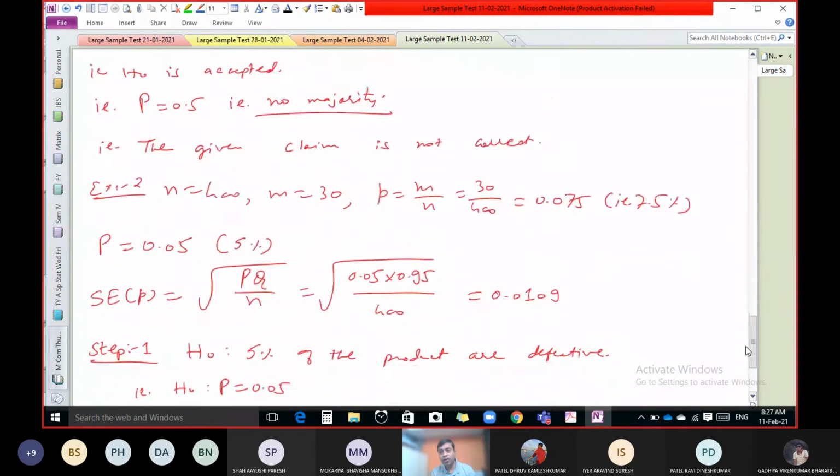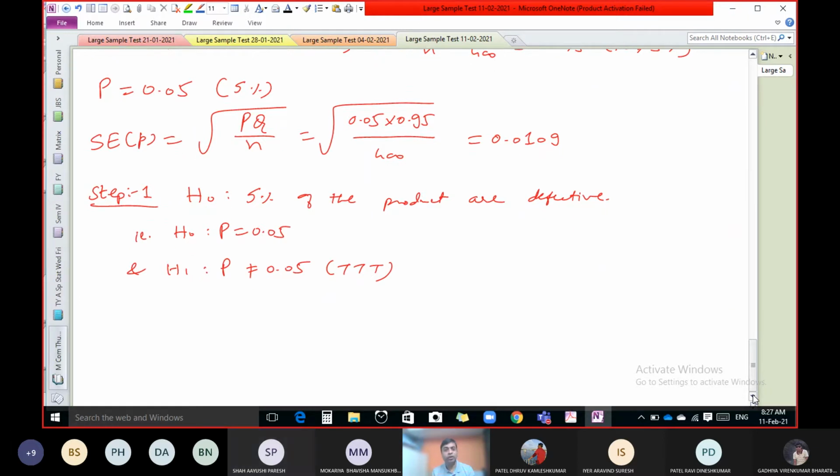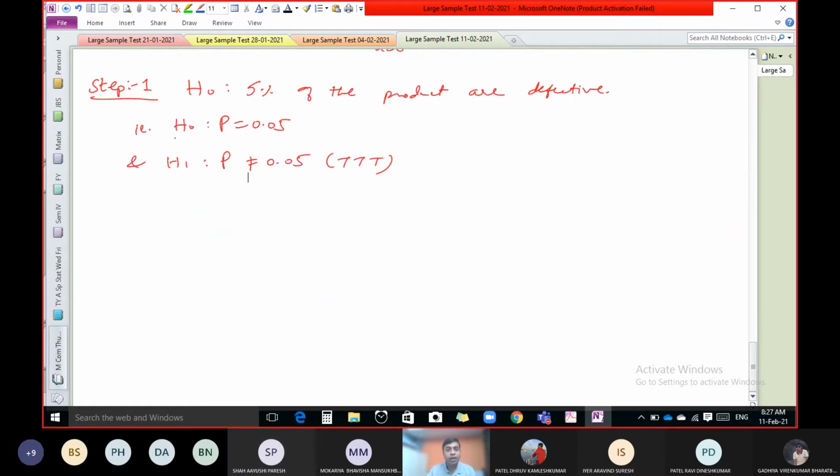Here our objective is to check whether the claim is true or not, not whether producing fewer defective units is good, or producing more is good. No, don't think like that. Is it clear to everybody? Okay, yes, okay sir. Now let us continue.